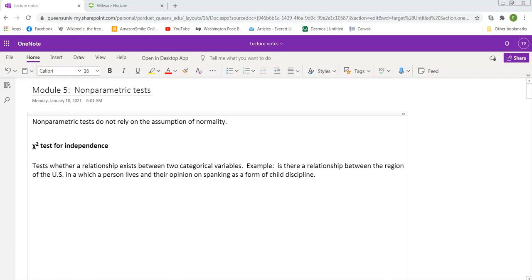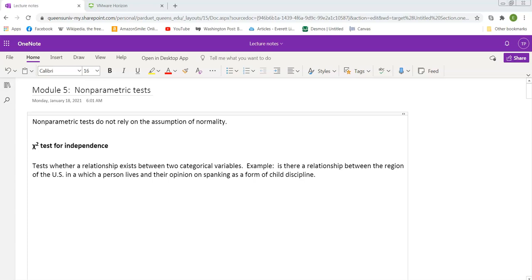Hi everybody, welcome to Module 5, which is on non-parametric tests. These are a set of tests that don't rely on any assumption of normality. I know we've said that in this course you've kind of paid your dues in terms of evaluating normality, but even if you hadn't, you still wouldn't need to check normality on any of these tests.